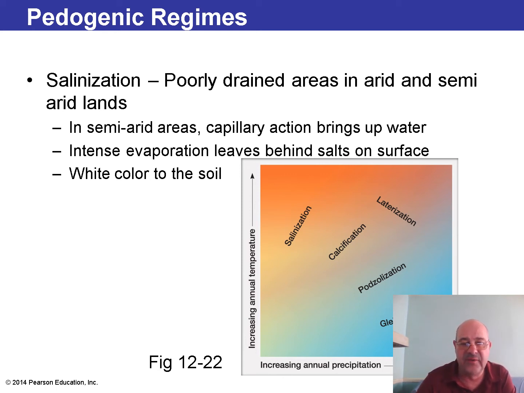All right, here is figure 12.22, and this is a figure I really wanted you to look at because it explains where you find each one. If we look at increasing annual temperature, you have salinization. As the temperature goes down, you get to gleization, with laterization being kind of in the middle. Again, with increasing annual precipitation, the more you have, the more gleization you get, and as you go the other way with less moisture, you get salinization.